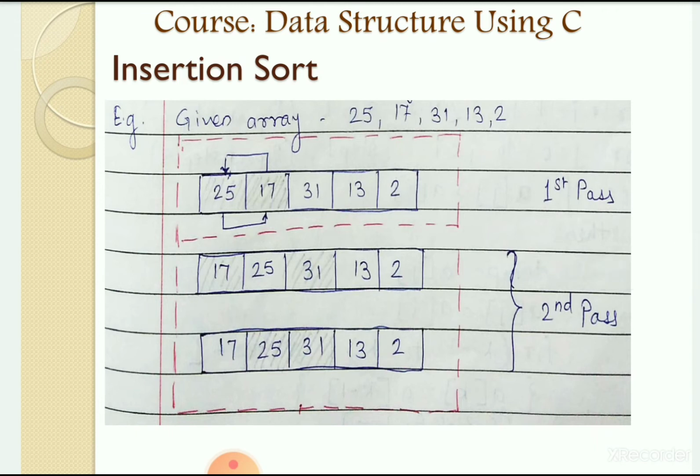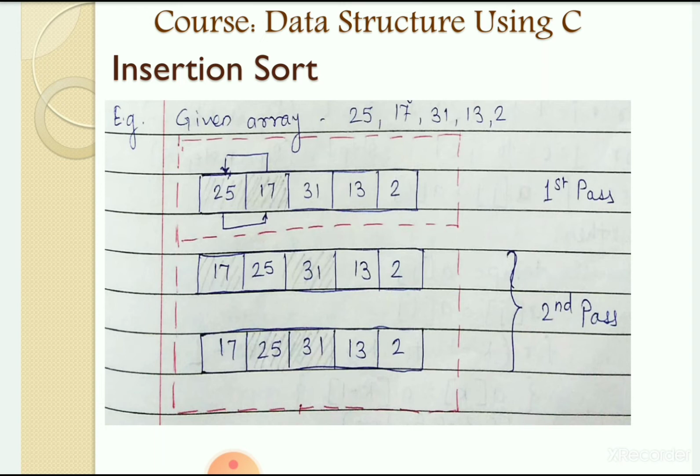Now look at this, how I am going to sort it. The given array is 25, 17, 31, 13 and 2. These are the elements in the array. In the first pass, we are comparing only two elements. First element with the 0th element. So 17 compared with 25.